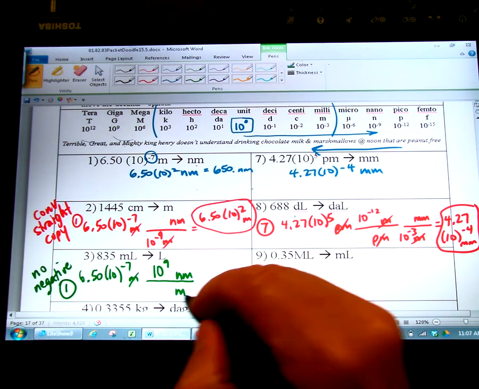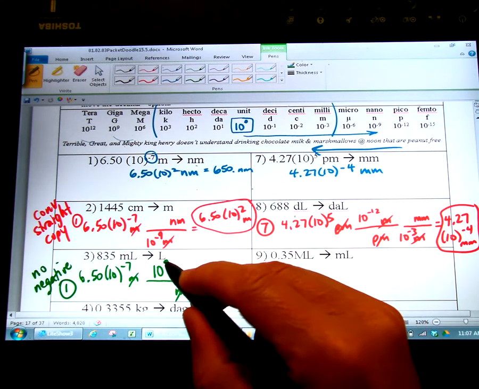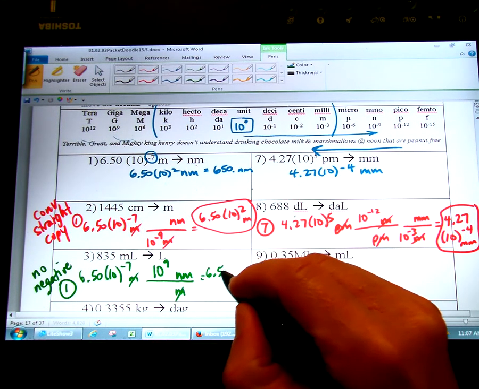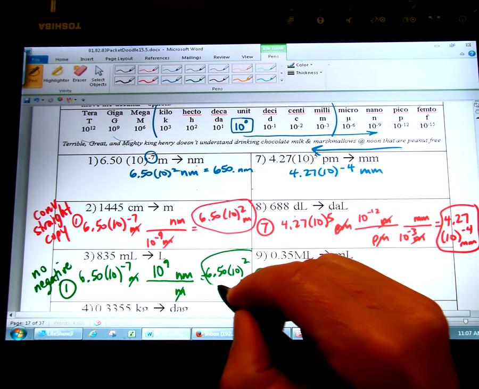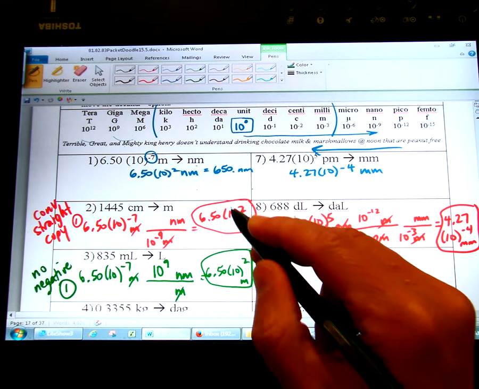And now when I do this, I simply have no negative signs, and I see that this is a 6.50 times 10 to the 2nd meters. Of course, it's the same answer I got before in both my other methods.